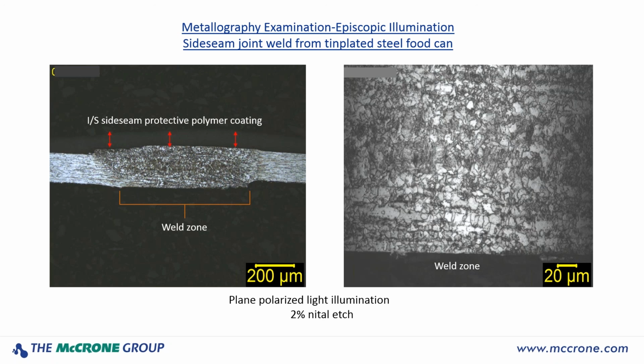And on the right-hand side, we have a higher magnification image of the weld zone under the plain polarized light. So you can see the grain structure much better. It's a very complex grain structure for sure, compared to the elongated grains that are in the base metal next to it.